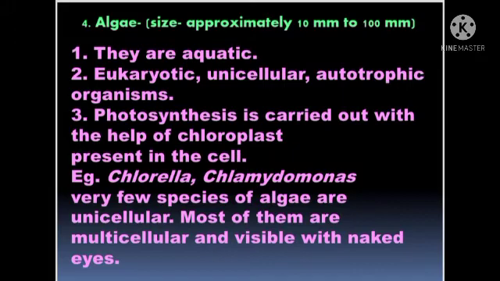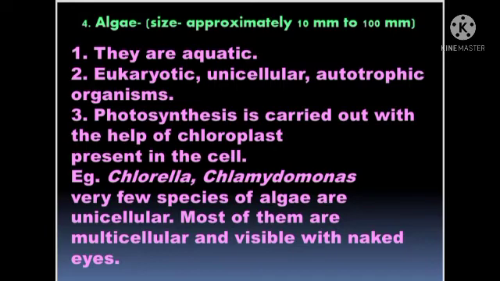They are eukaryotic. That means a well-defined nucleus is present in the cell of algae and also other membrane-bound organelles are found. They are unicellular. They are made up of single cell. Autotrophic organism. What does autotrophic mean? In the modes of nutrition we had learned, what is autotrophic? Organisms that can prepare their own food are known as autotrophic organisms. So, they are eukaryotic, unicellular, autotrophic organisms.